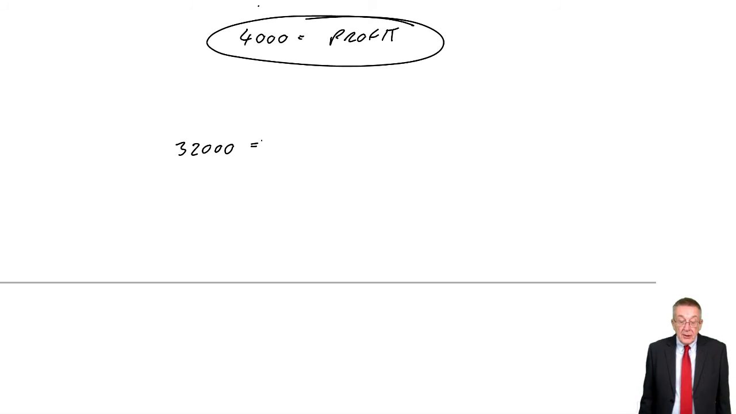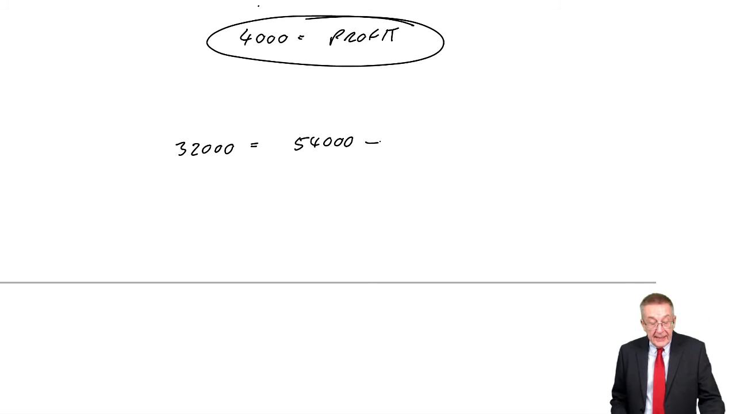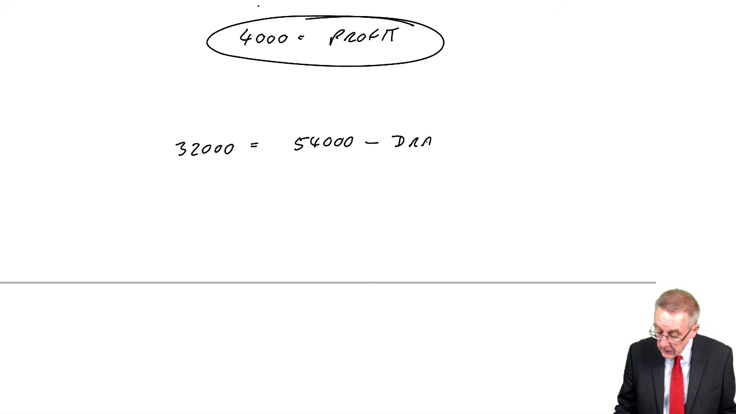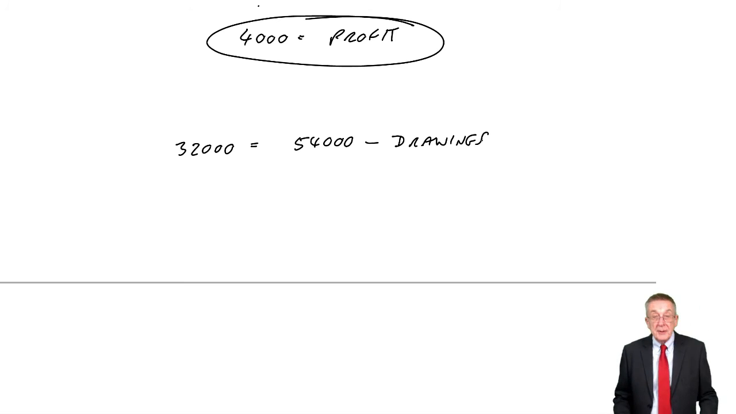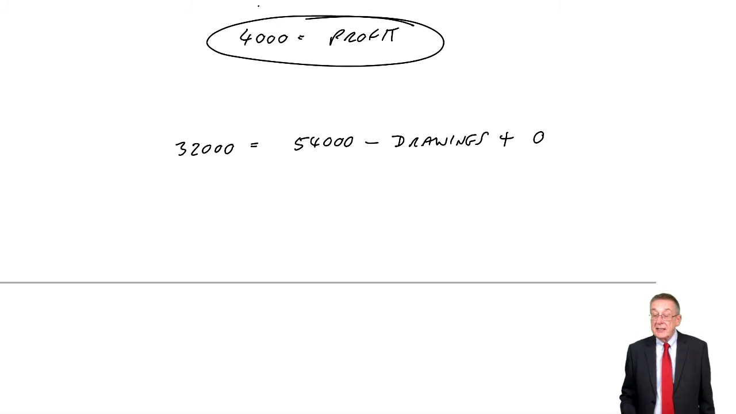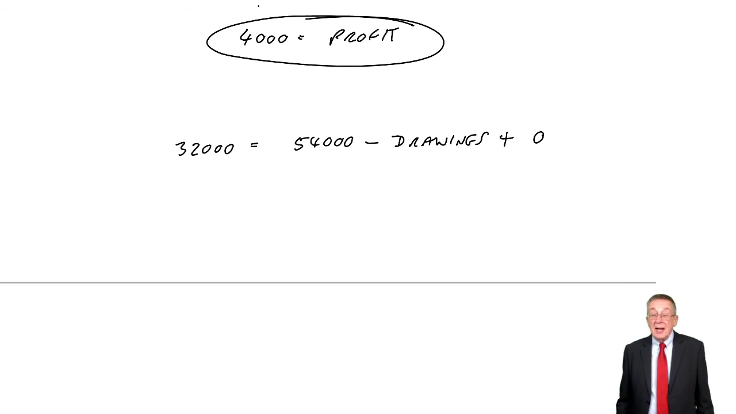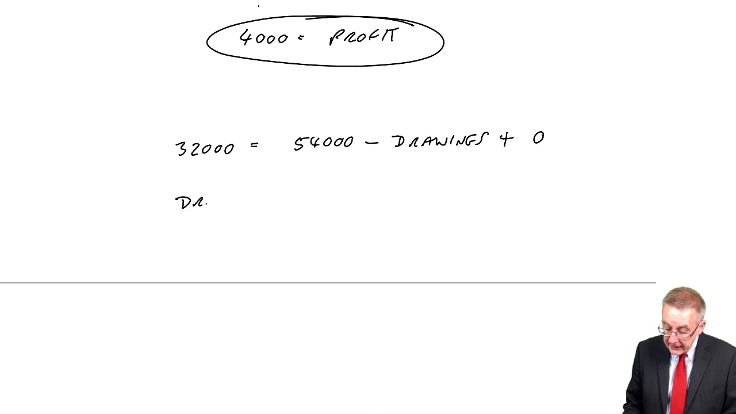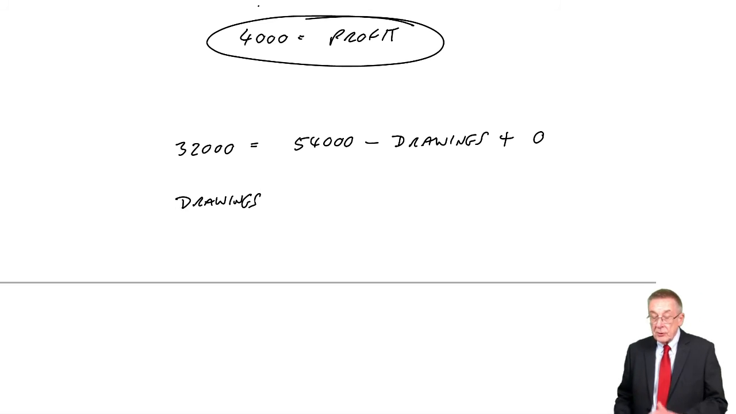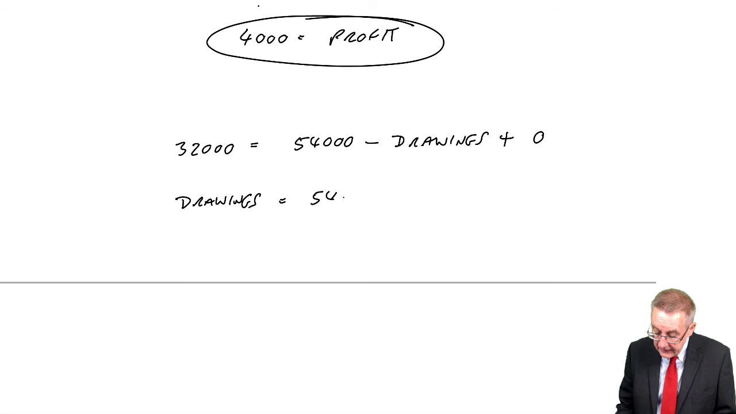It's equal to the profit. We know the profit here, 54,000, minus the drawings. That's what we're trying to find. Plus the capital introduced. Well, there's been no additional capital. So again, it's now just simple algebra. If you add drawings to both sides, so drawings plus 32 is 54. If you subtract 32 from both sides, the drawings are 22,000.